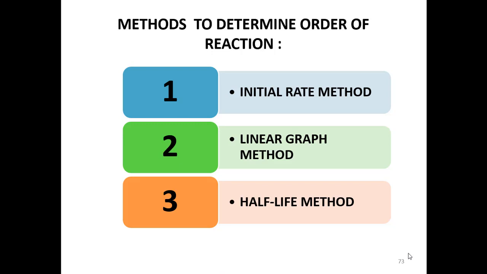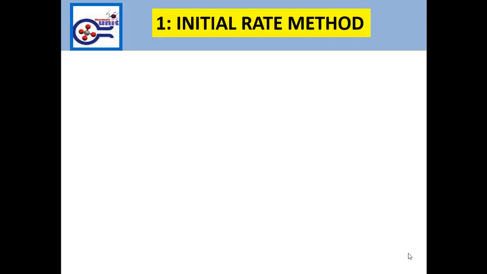Okay, now let us look at how to determine order of a reaction. Sama ada reaction tu zero order ke, first order ataupun second order. So ada 3 method yang kita akan tengok lah. Pertama tu adalah apa kita panggil sebagai initial rate method. Second linear graph method, dan method ketiga adalah half life method lah.